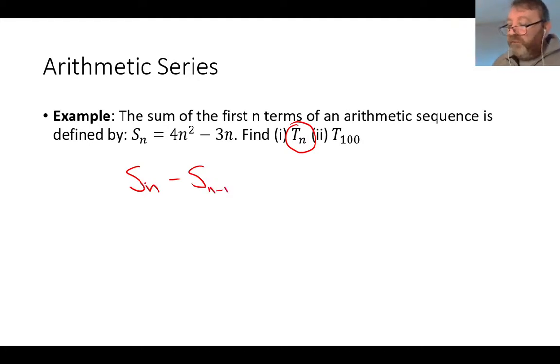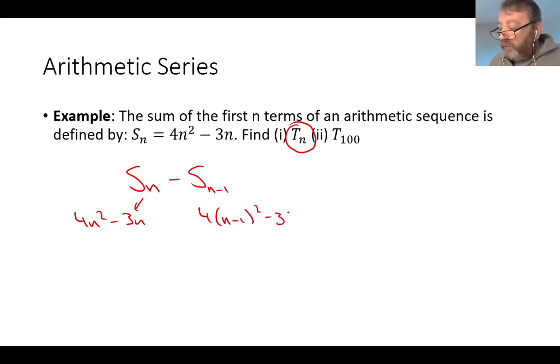So what I've got to do here is write down 4n squared minus 3n, because that's S of n. But then I've got to modify the S of n formula into 4 times (n minus 1) squared minus 3 times (n minus 1). Because if I'm moving back to the sum of the n minus 1 terms, then the n changes into n minus 1. And all I've got to do now is to work those out algebraically.